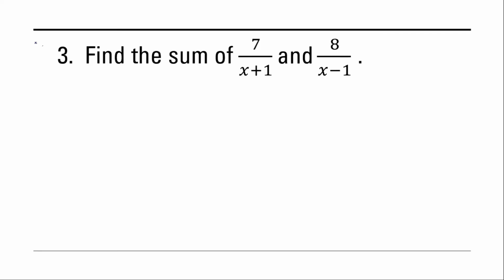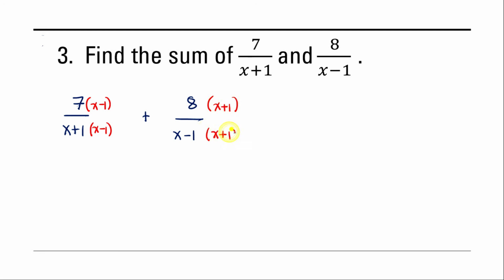Number 3, let us find the sum of 7 over x plus 1 and 8 over x minus 1. So we multiply the first fraction by the denominator of the second fraction. So that is x minus 1, i-multiply sa numerator, and x minus 1 sa denominator din. So sa second fraction naman, mag-multiply naman tayo sa x plus 1, which is the denominator of the first fraction, sa numerator and sa denominator din.